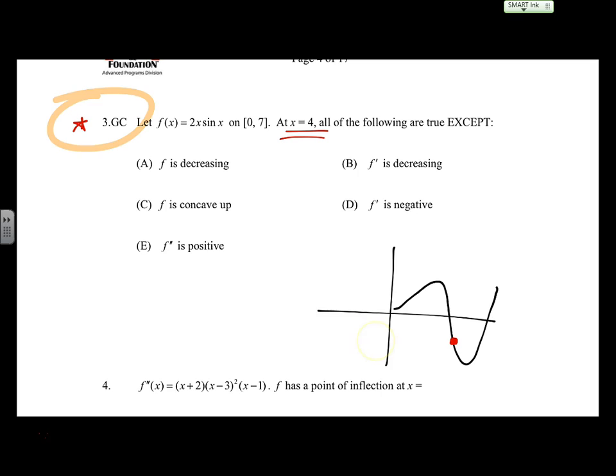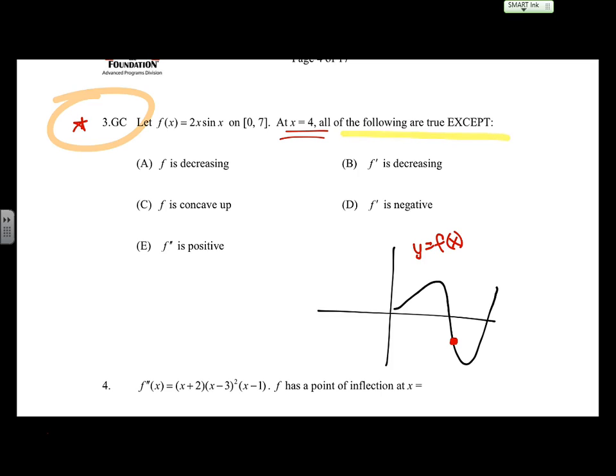So let's look at this. This is a graph of y equals f of x. This isn't the derivative. This isn't the second derivative. This is the original function, and they're asking about the original function's behavior. You guys keep on reading the question. We're looking for what's true or what's false? We're looking for what's false.